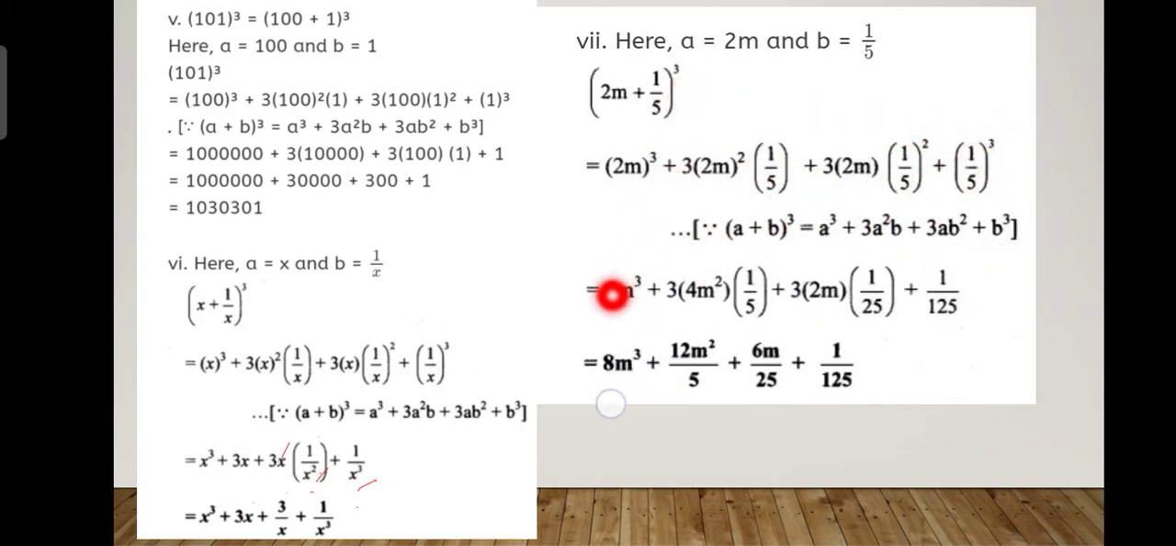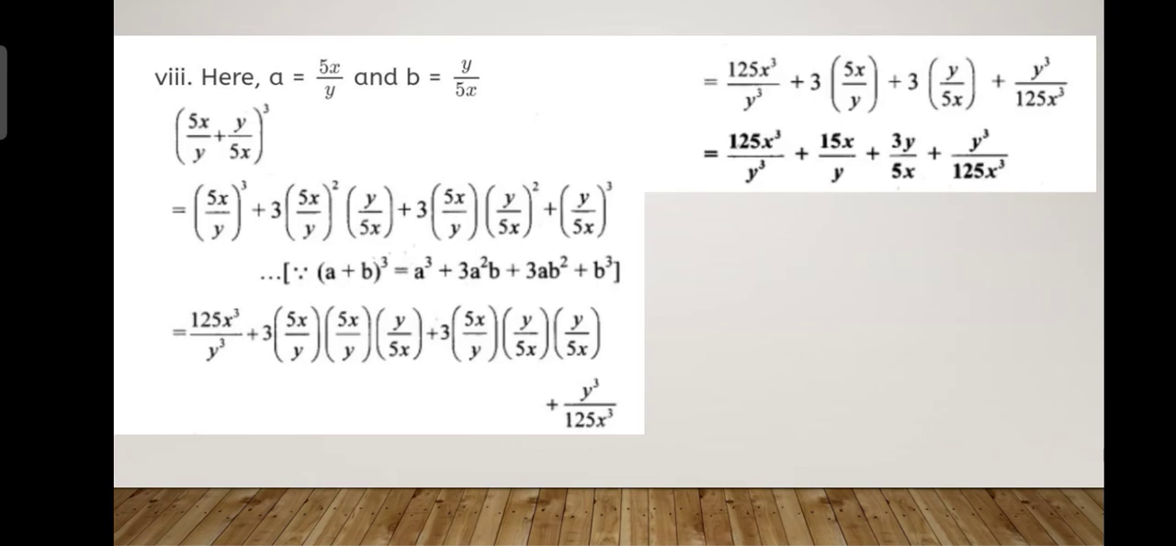So we had 2 cube as 8 and m cube will remain as it is plus 3 will remain as it is, 2 का square is 4 and m का square is m square 1 upon 5 plus 3 into 2m 1 by 5 का square, तो 1 का square is 1, 5 का square is 25 plus 1 का cube is 1 cube, 5 का cube is 125. So we have 8m cube as it is plus 3 4s are 12, 12m square into 1 is 12m square upon 5 plus 3 2s are 6m into 1 is 6m upon 25 plus 125, 1 upon 125.